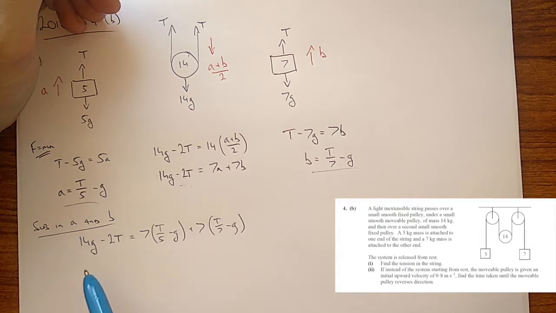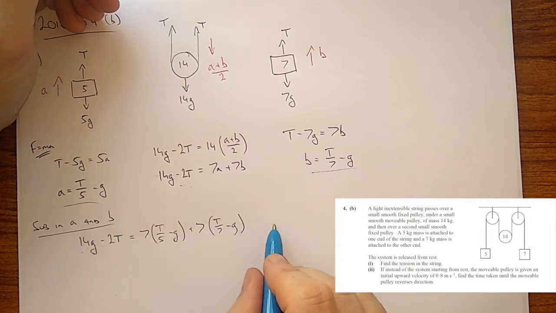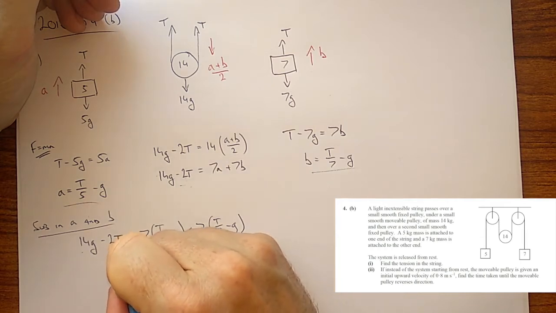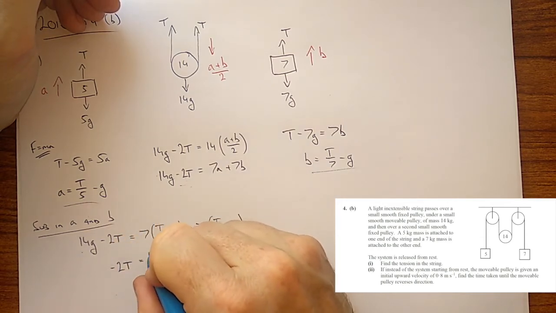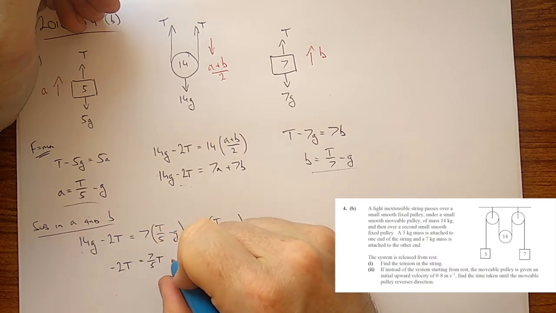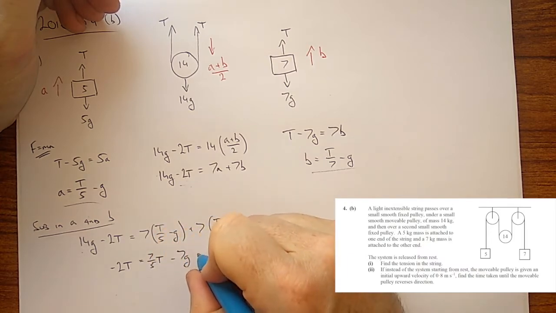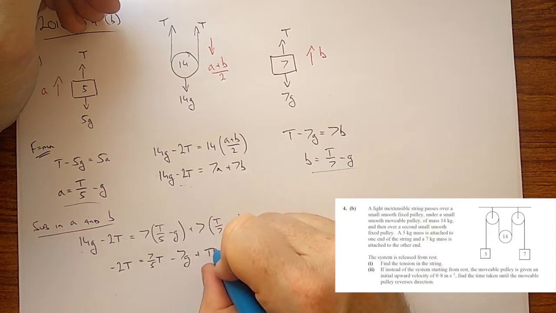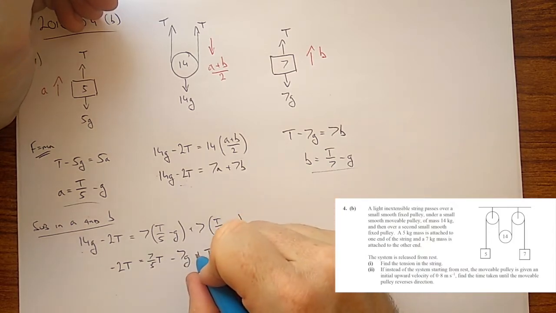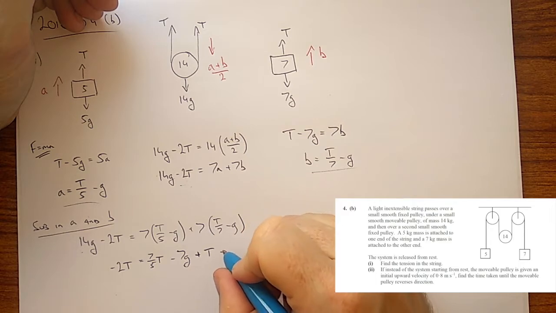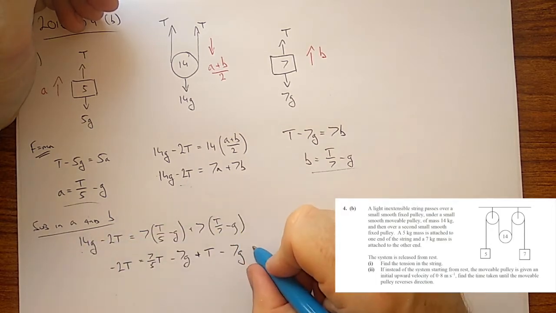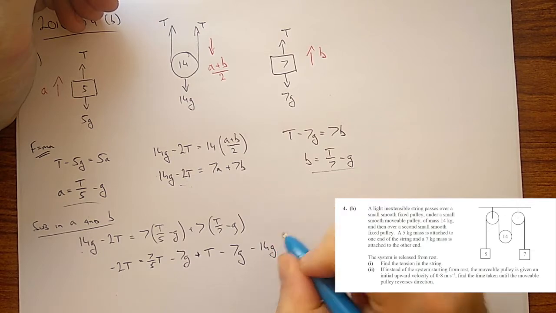All right, do a little bit of housekeeping, then we'll get another line in here. We're looking for the tension, so I'm going to send this guy across here. Minus 2T equals 7 over 5t minus 7g plus t, 7 over 7g, minus 7g. This guy coming over becomes minus 14g.